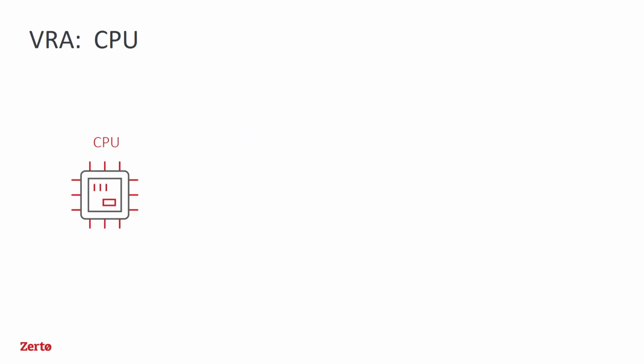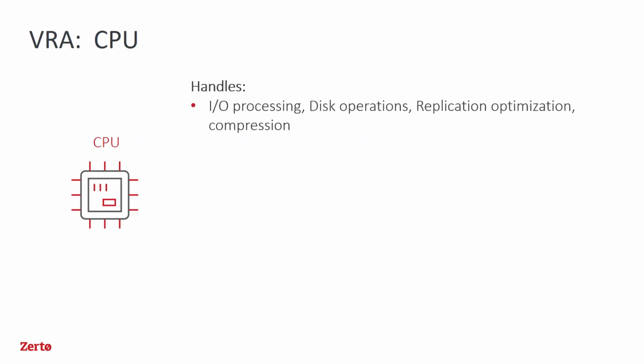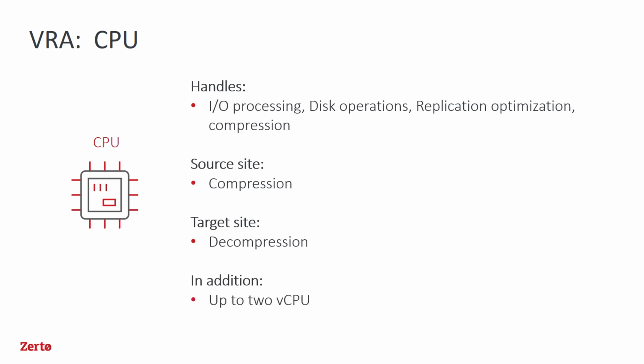The VRA CPU handles I/O processing, disk operations, and replication optimization, which includes compression. The VRA on the source side handles compression, while the VRA on the target side handles decompression. While one vCPU is generally enough, you can have up to 2 vCPUs on a VRA. However, the only time adding an additional vCPU may be useful is if you're not seeing the compression levels that you want. In this specific case, adding another vCPU can help offload compression.